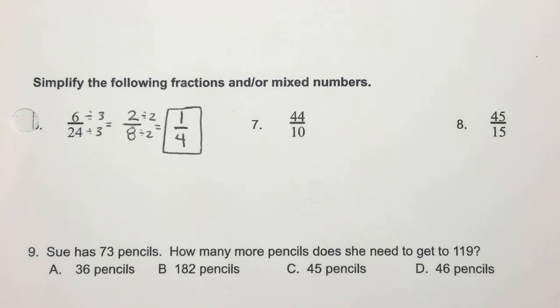Okay. All right, number 7, what can I do on number 7? Peyton? It's an improper fraction, so I have 2 choices here. I can try to simplify, or I can go ahead and change this. What do we want to do? Change it. Go ahead and change it.